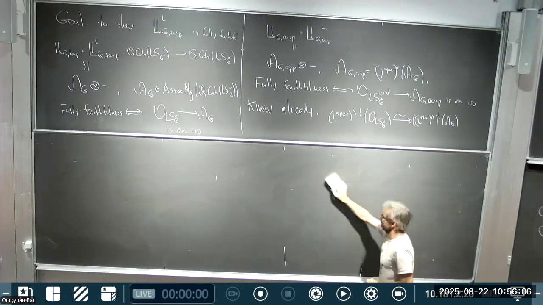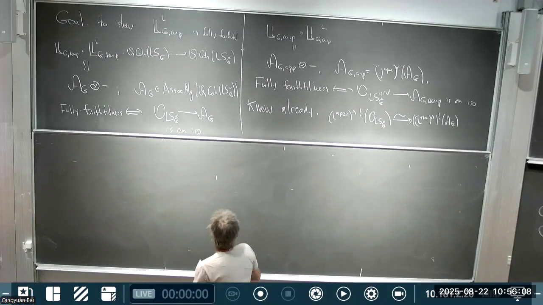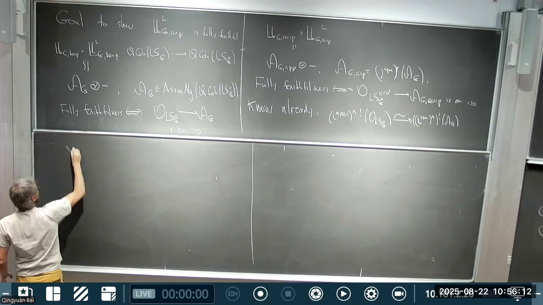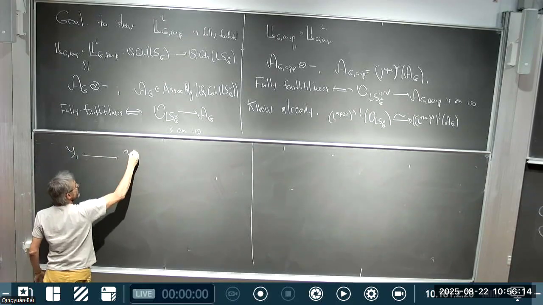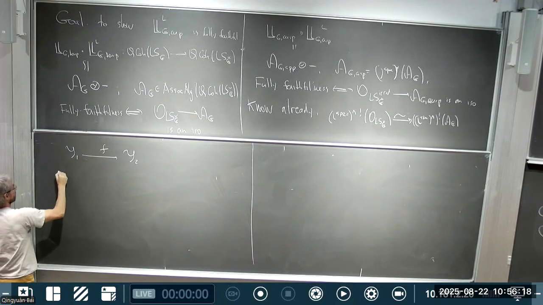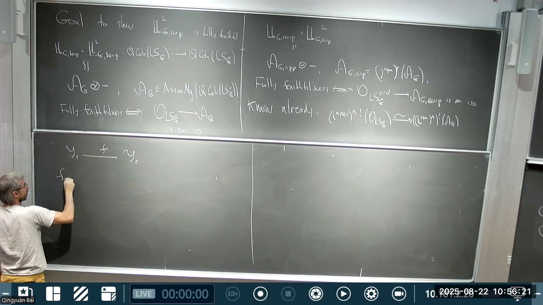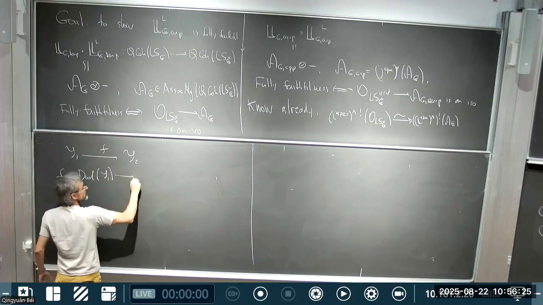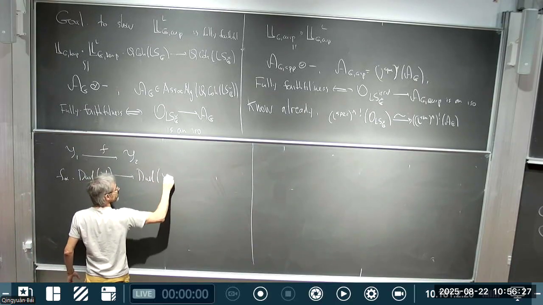Everybody knows it. So let's see. Suppose you have a map from Y1 to Y2. There is a map, yeah. So we can consider the f lower star functor from D-mod Y1 to D-mod Y2.